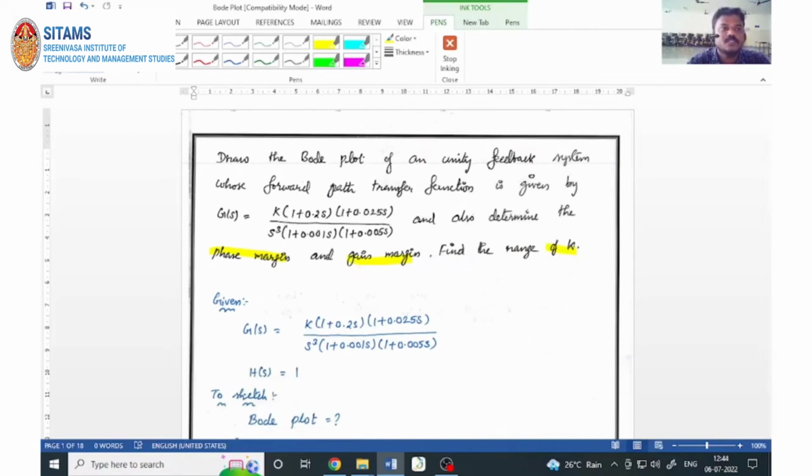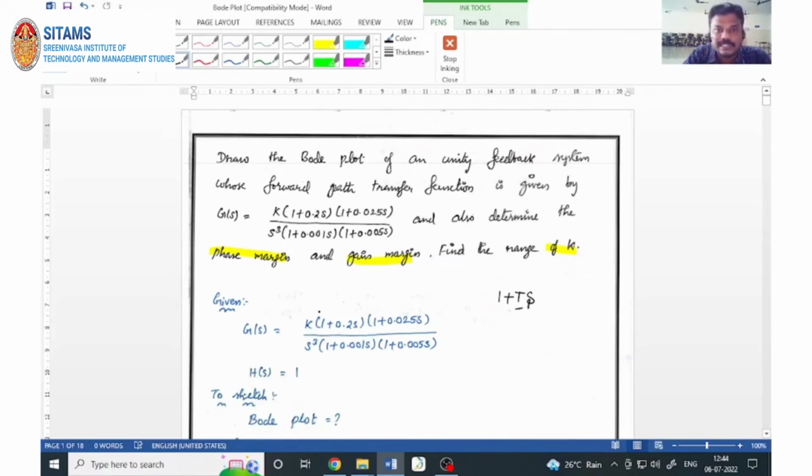The basic thing a student needs to observe is what type of transfer function is given, whether it is in Bode form or not. Here the given transfer function is in Bode form. So what is that Bode form? Always a simple pole or a simple zero will be represented like this, 1 plus Ts, where T is the time constant. So this is in that format.